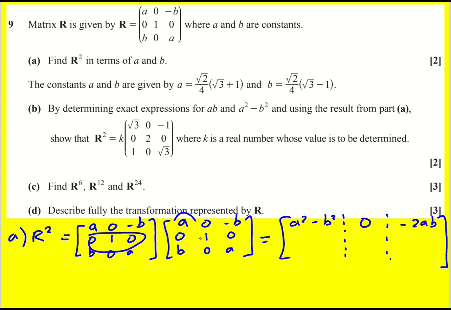Then second row by first column gives me 0. Second row by second column gives me 1. And then 0 again. Third row by first column, ab plus ab. Then we get 0 again. And finally, minus b squared plus a squared. I get a squared minus b squared again. So that is going to be our answer for r squared.